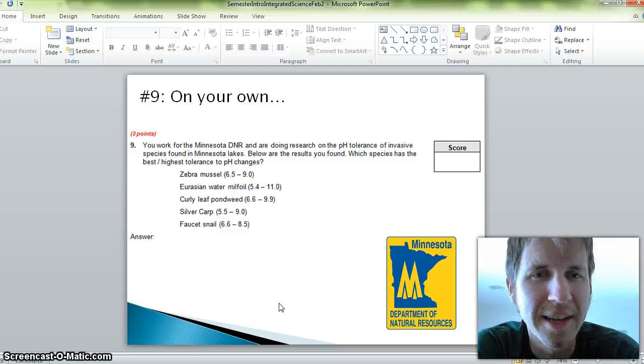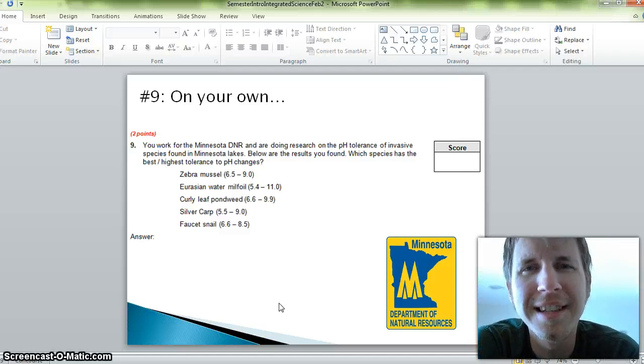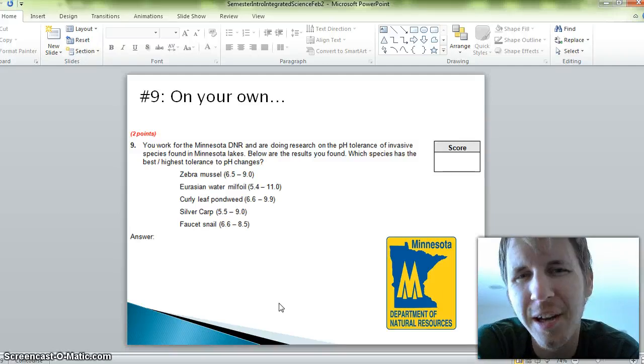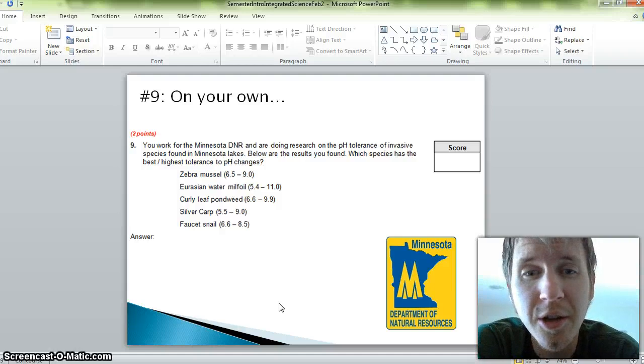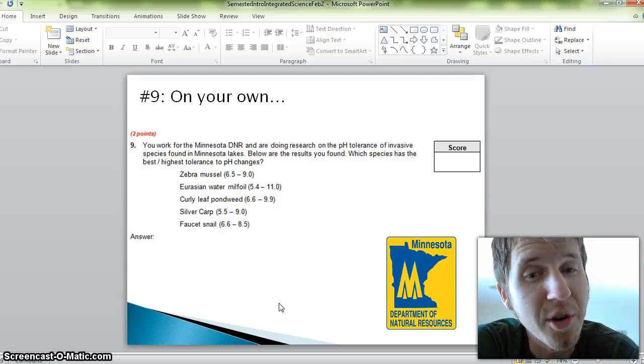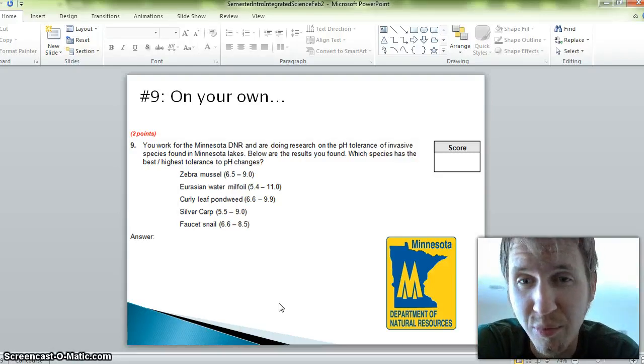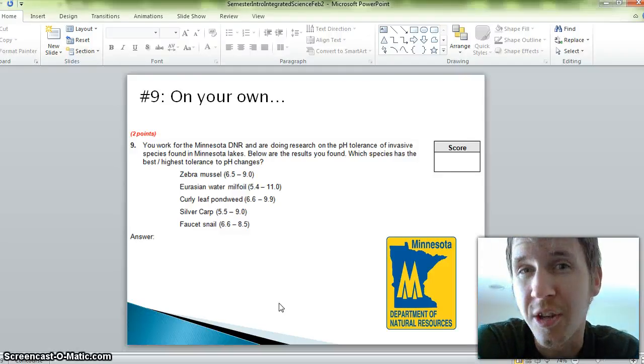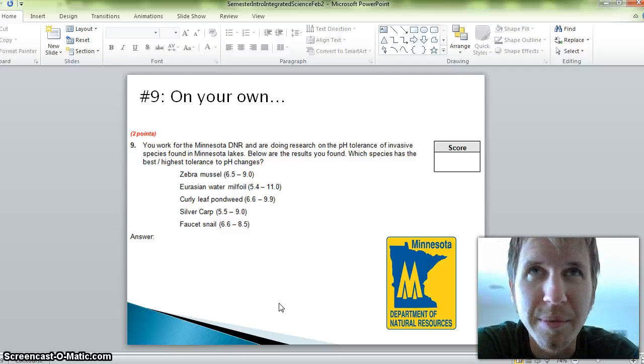All right, number 9. You work for the Minnesota DNR and are doing research on the pH tolerance of invasive species in Minnesota lakes. So here are the results that you've found through experimentation. What species has the highest and best tolerance to pH changes? So the zebra mussel, 6.5 to 9. Eurasian water milfoil, 5.4 to 11. Curly leaf pondweed, 6.6 to 9.9. Silver carp, 5.5 to 9.0. The faucet snail, 6.6 to 8.5. So which species has the best tolerance to a change in pH? So you'll want to look at the range here to determine this. And there will be a question that will pop up here.